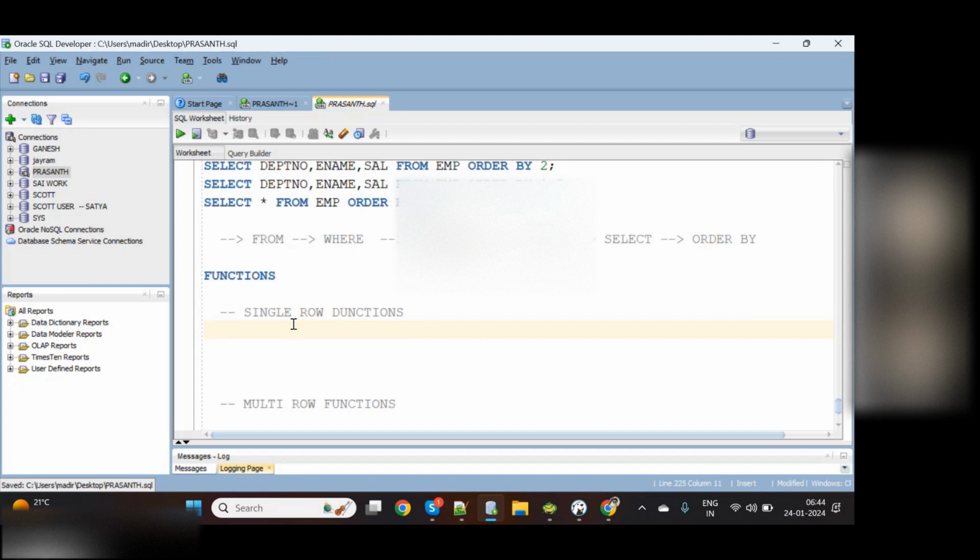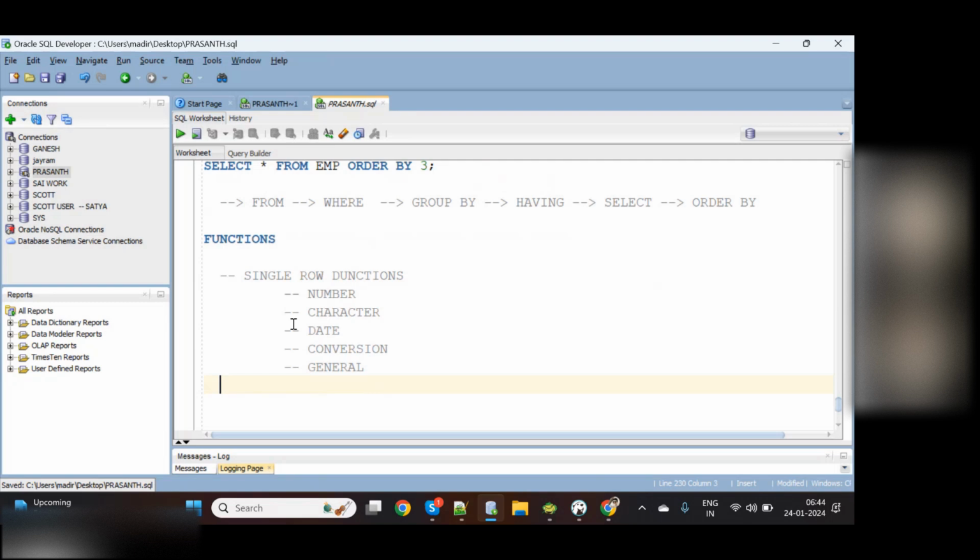In single row functions, we see number functions, character functions, date functions, conversion functions, general functions, and also analytical functions.